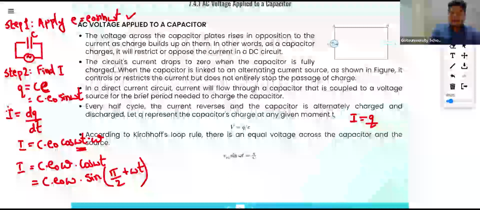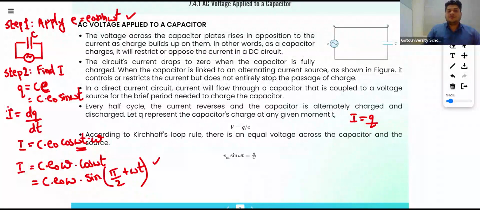Now you can easily compare the relation between them. Now anyone can tell what will be the phase relation, what the phasor diagram will be, and what about the graph. Yes, so step 3. E is equal to E naught sine omega t, then we have current.